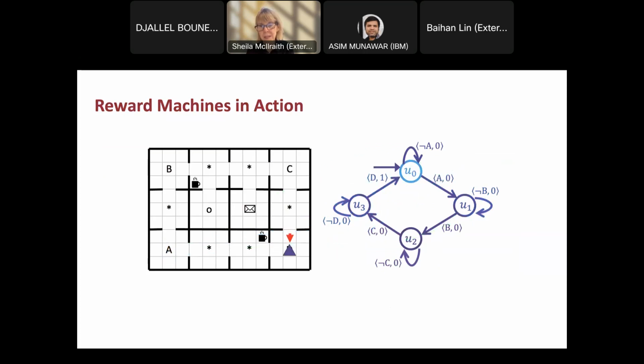When it stays in the same state until it gets to B, and then, to skip a few, when it finally goes from A to B to C, it will be in U3, and when it moves to D, having gone to A, B, and C, it will again transition back to U0, but it will get a reward of 1 because that is what the function says.